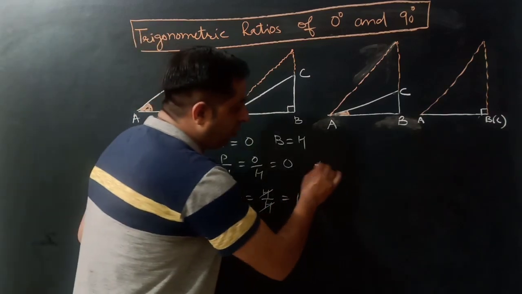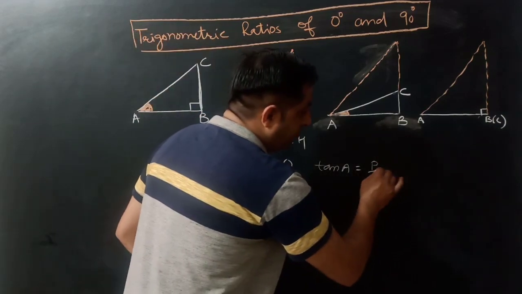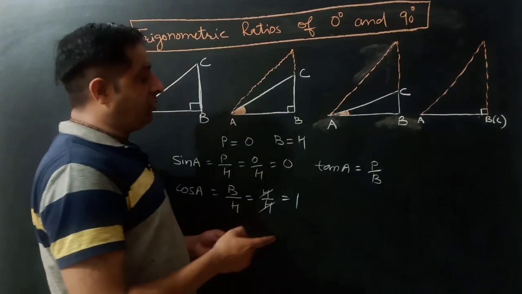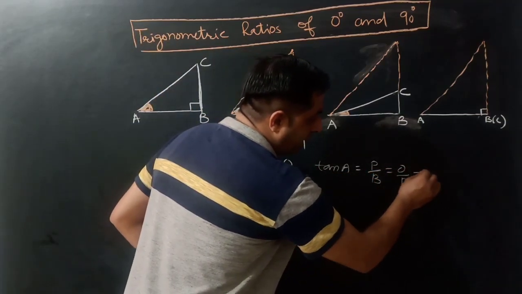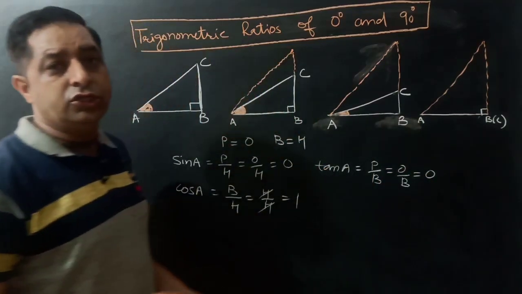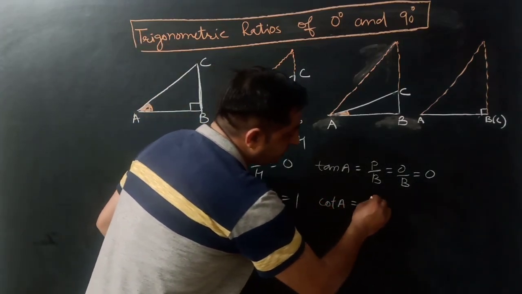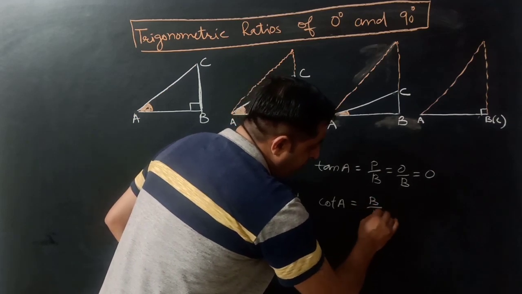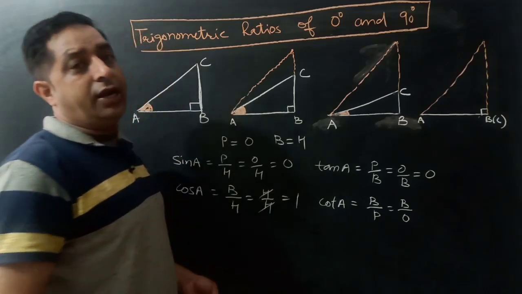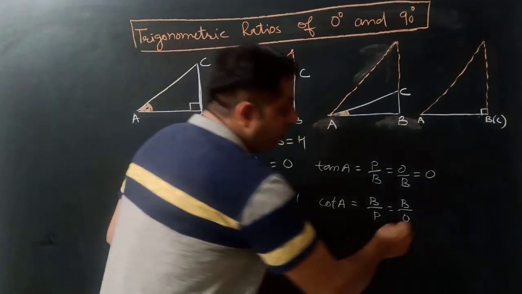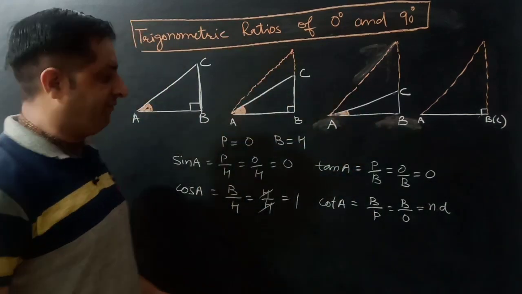Now tan A. What is tan A? Tan A is perpendicular upon base. Now perpendicular we have, perpendicular is 0. So 0 upon something, you all know that is 0. Therefore tan A becomes 0. Now what happened to cot A? Cot A is equal to base upon perpendicular. Now base upon 0. You all know that when we divide anything by 0, it is not a defined term. So that is not defined.